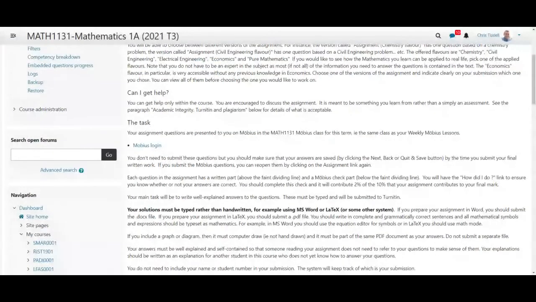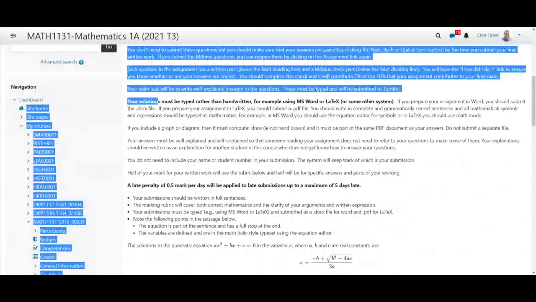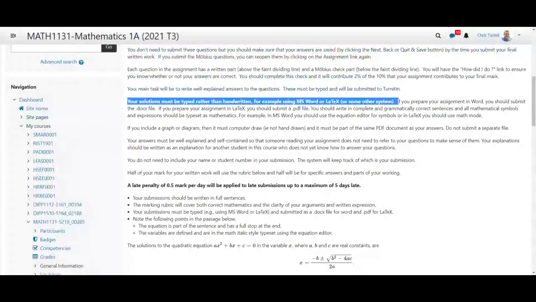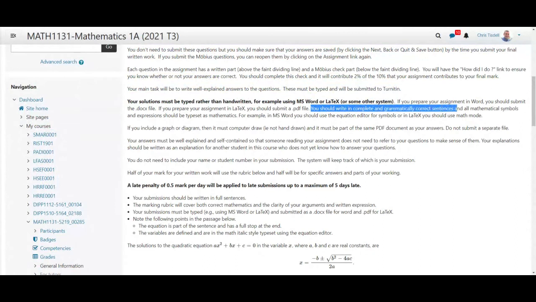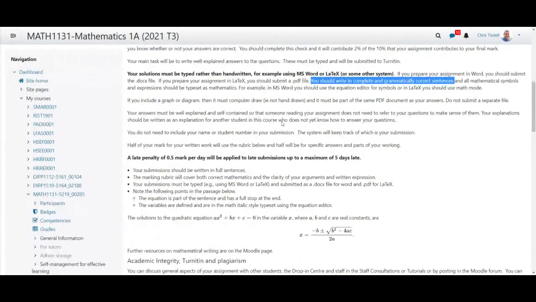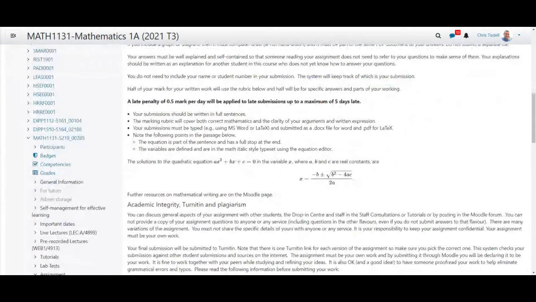Okay, so the most important thing is your solutions must be typed. And everything needs to make sense, like the grammar, the English, the punctuation. It all needs to make sense. And so here's some of the ways that the marks are distributed. Your submissions should be written in full sentences.